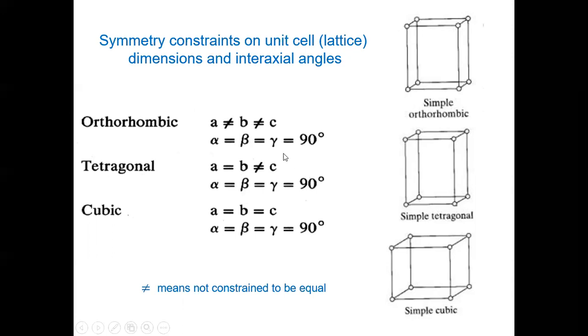And likewise, I won't read through all of these, but you can see the constraints. As we lower the symmetry, we also lower the constraints. So in the orthorhombic case, none of the edges of the unit cell, in other words, none of the repeat dimensions in X, Y, and Z are constrained to be the same.